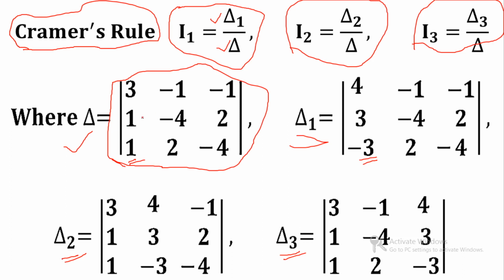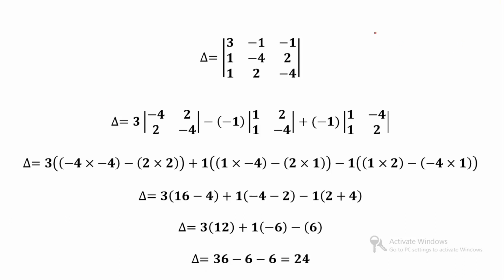Now, you have to solve all these determinants and put the value of delta 1 by delta for I1, delta 2 by delta for I2 and delta 3 by delta for I3. So now let us find the individual determinants, that is delta, delta 1, delta 2, delta 3. We will solve the first determinant, that is delta. We know how to solve a 3 cross 3 determinant. Clear? This is the way to solve the 3 cross 3 determinant.